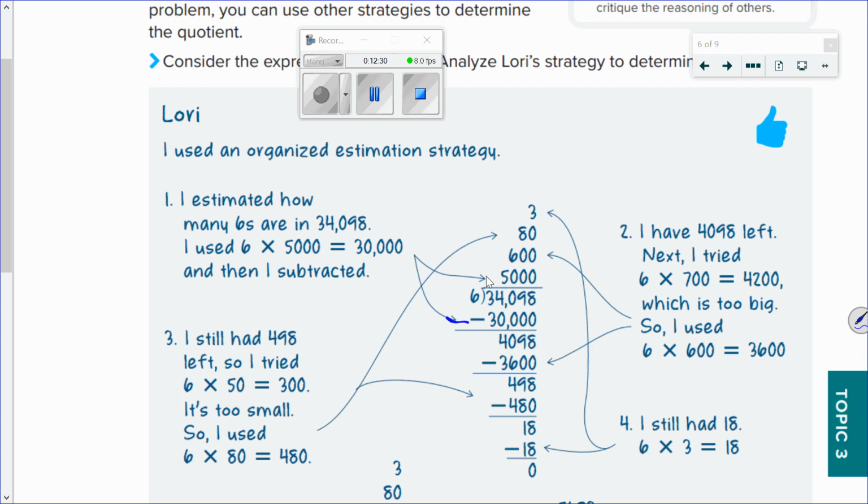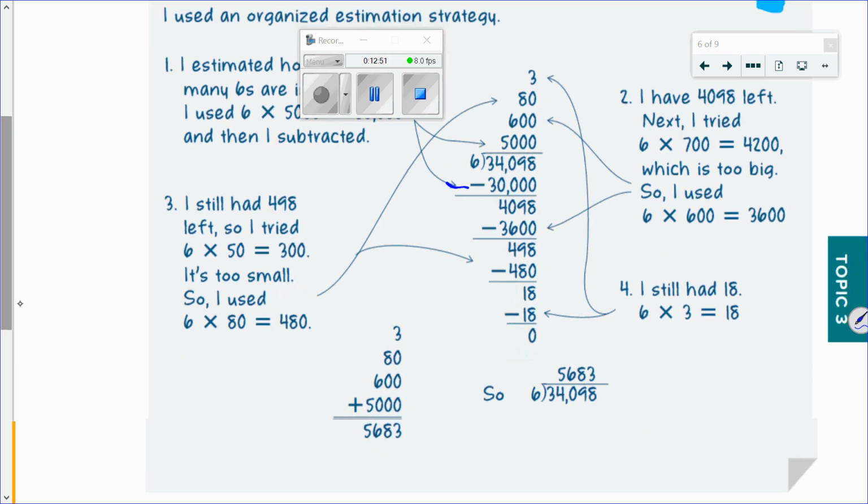At that point, she's looking at, she's like, okay, I just did 650. That was too small, way too small, 300. So to get closer, she did 6 times 8 was 480. I took that away. She only had 18 left, and knew at that point 6 times 3 was 18. And then all she had to do at that point was add up all of the pieces to figure out how many times 6 went into 34,098.